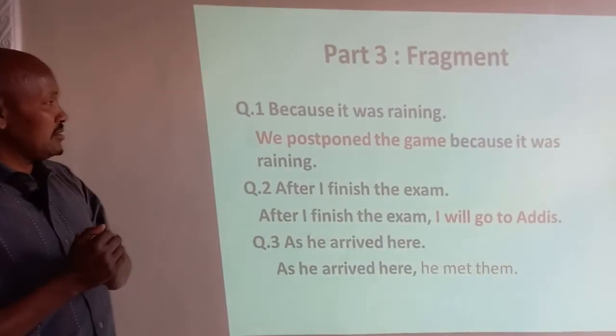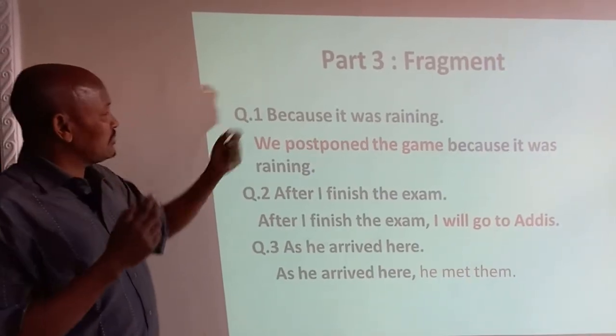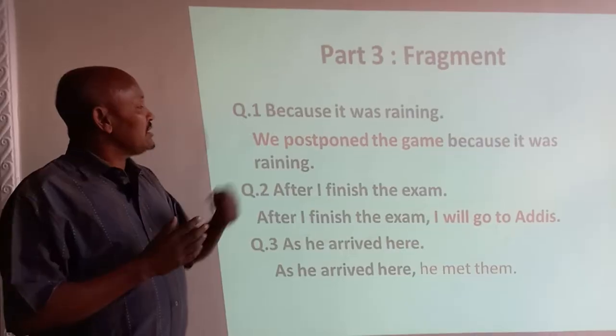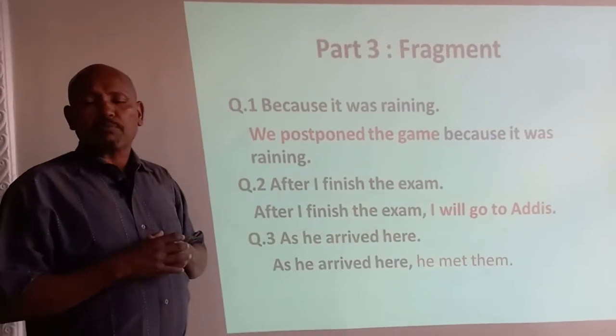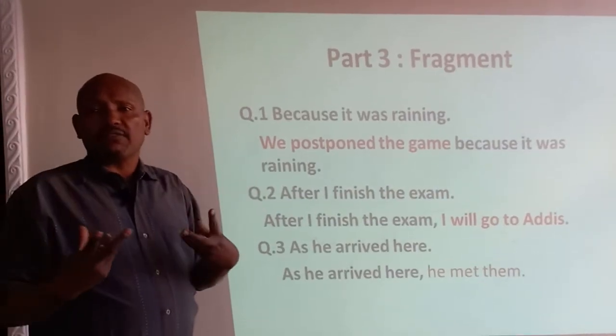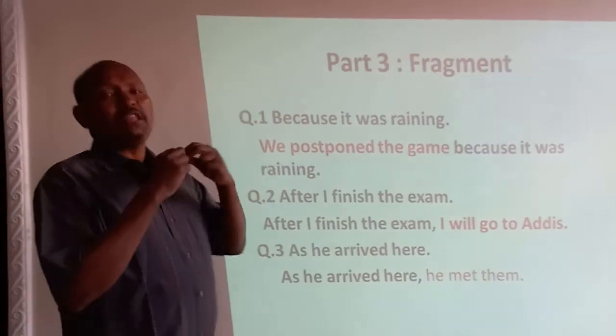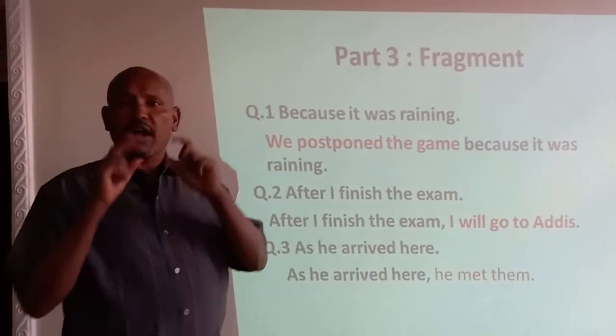Look here, question number 1. Because it was raining. What do you get from this sentence? Because it was raining. This is dependent or subordinate because it doesn't stand by itself. If it doesn't stand by itself, we cannot get anything from this. It doesn't convey a meaning here. So we can say that it is a fragment.